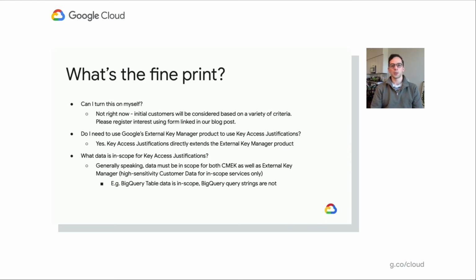So what data is in scope for Key Access Justifications? Generally speaking, it's the high sensitivity data. So you can think about it as things like the BigQuery table data, but not your BigQuery query string. And so you should read the documentation when you're onboarded and consider these things when you're making the decision of what information you want to architect as part of this service.